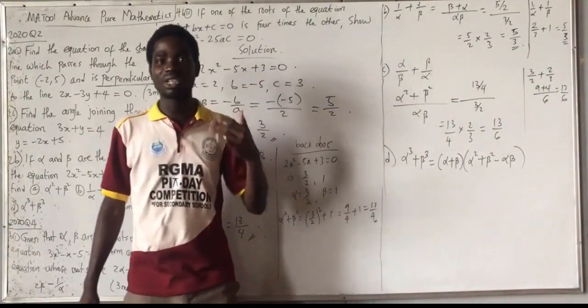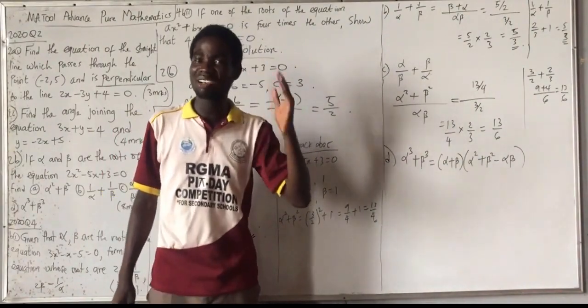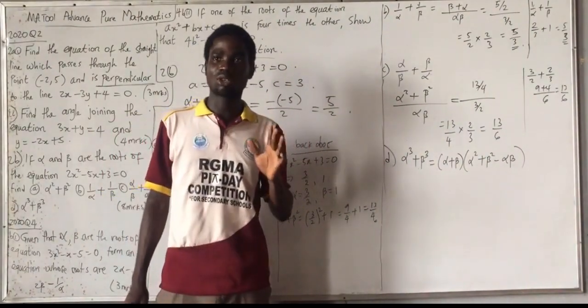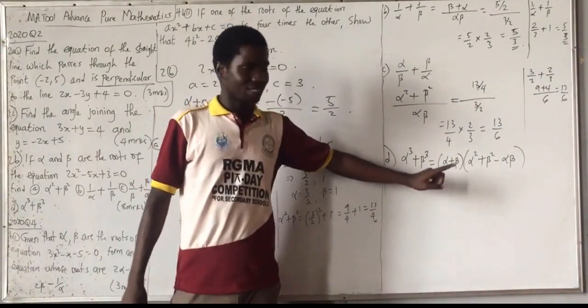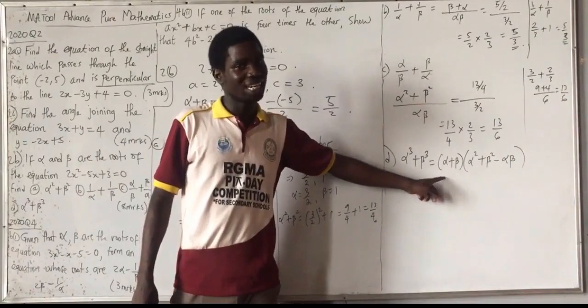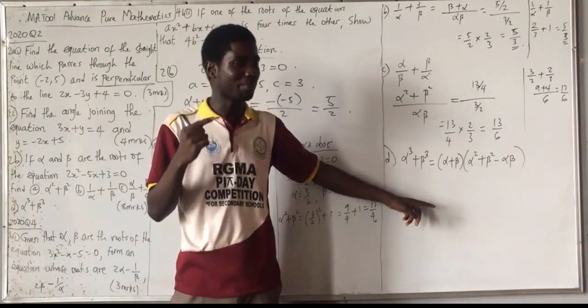This is how you need to be recalling them in the examination hall. You need to be able to recall them very fast because time is not on your side. You need speed and accuracy. So this is what you have. Please take note of it. Check it well. Make sure you remember it.